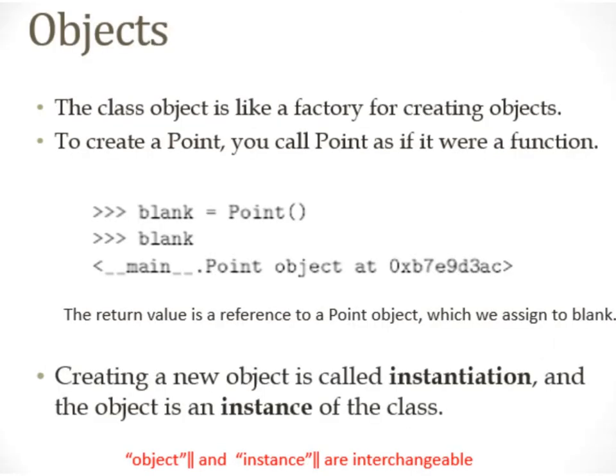Here we are going to create an object by calling a class, Point(). So what is blank? Blank is an object. Creating a new object is called instantiation. So the object is an instance of the class. You can create any number of such instances, and they can be called objects.